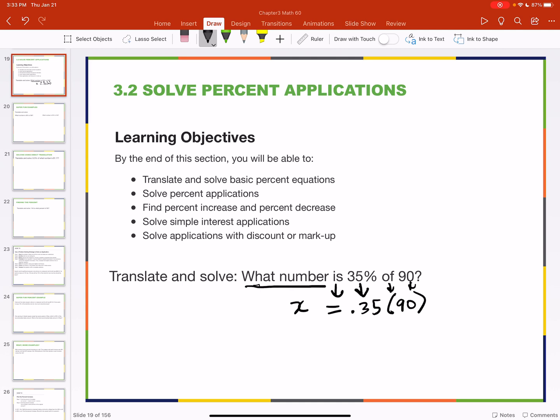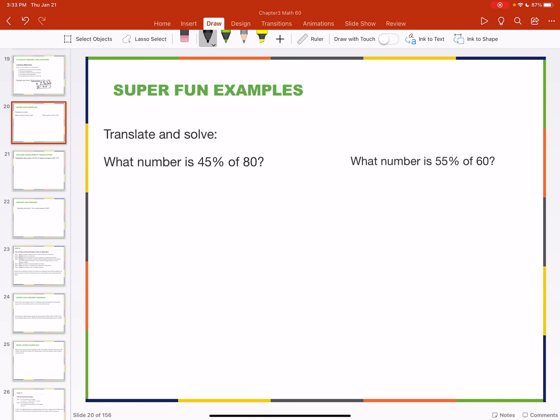So what is 35 hundredths times 90? That's going to be 31.5. So the answer is 31.5. That's the number that is 35% of 90. So let's do some more super fun examples.